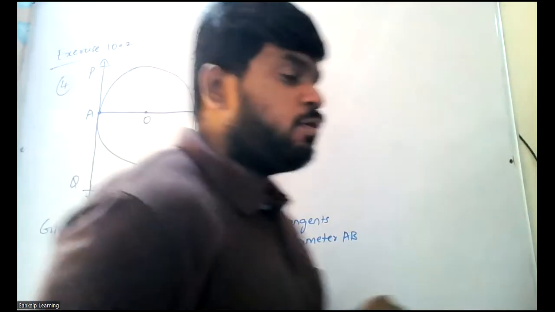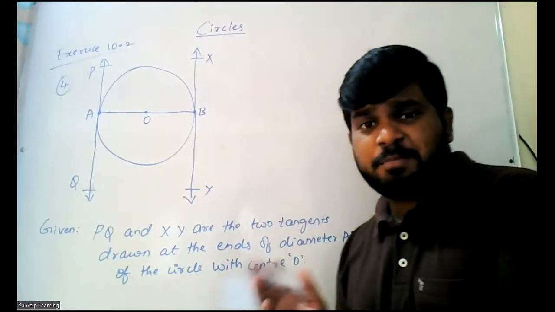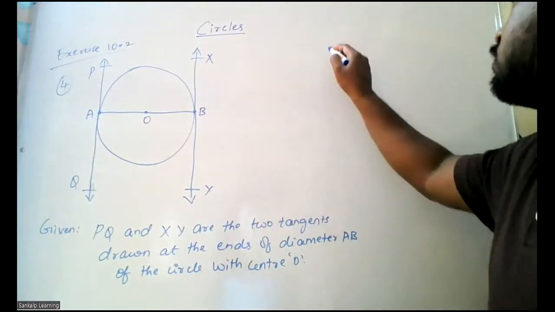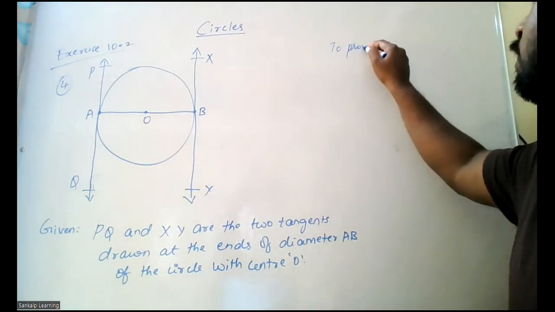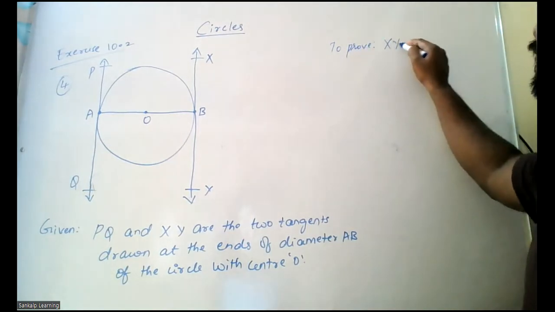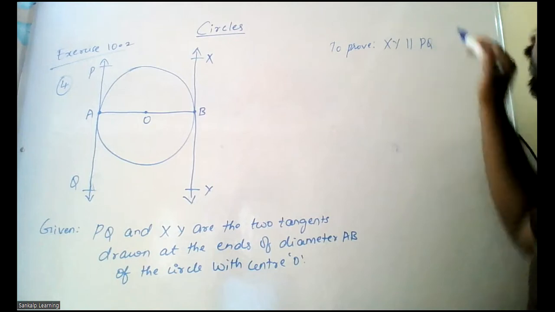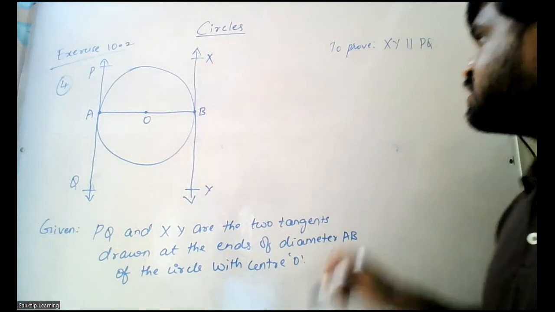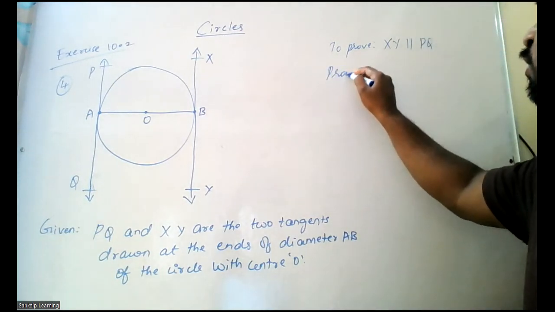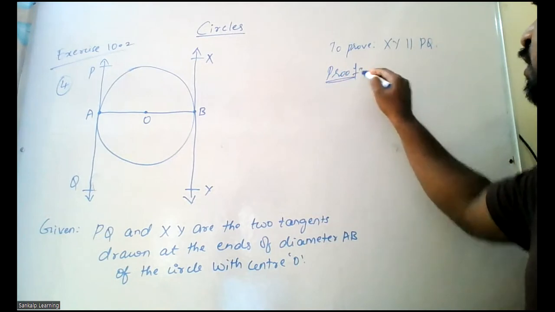What should we prove? We have to prove these two tangents are parallel to each other. That's it. So to prove XY is parallel to PQ. This is what we have to prove. Very simple. Let's get into the proof. Very, very easy.